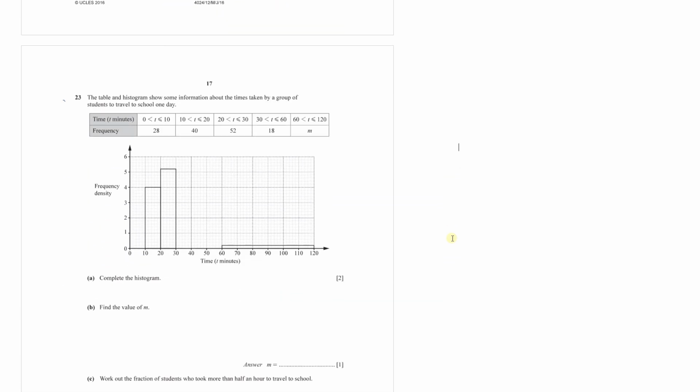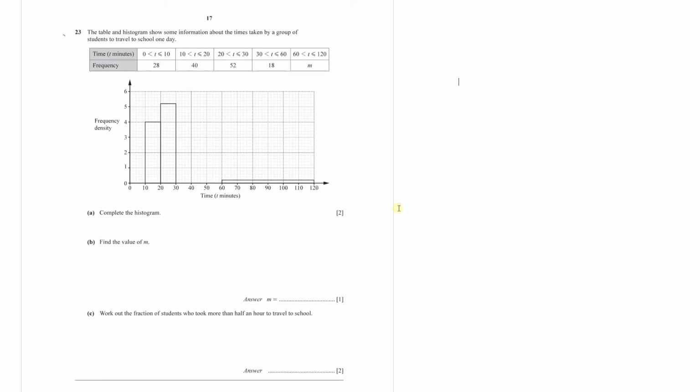So let's move on to question number 23 here. The table and histogram show some information about the times taken by a group of students to travel to school one day. 28 students took a time somewhere between 0 and 10 minutes. 40 students took a time between 10 and 20 minutes, and so on. This is the histogram that represents this table, with frequency density on the y-axis and time on the x-axis. The first part is complete the histogram. The two bars that are missing are for the interval 0 to 10, and the second one is from 30 to 60.